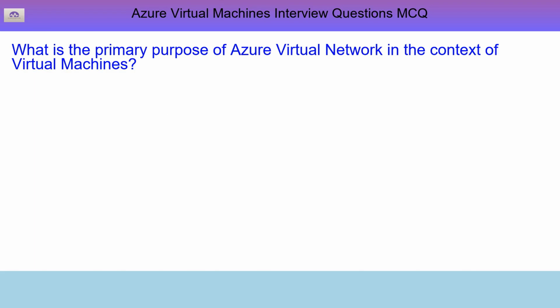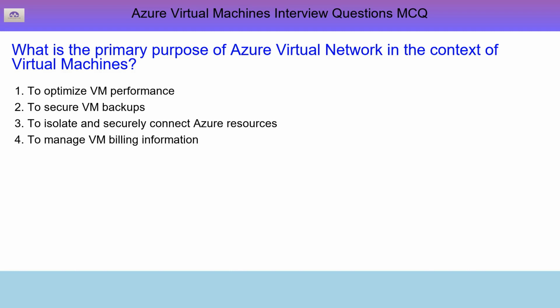What is the primary purpose of Azure Virtual Network in the context of virtual machines? Here are your options. 1. To optimize VM performance. 2. To secure VM backups. 3. To isolate and securely connect Azure resources. 4. To manage VM billing information. The correct answer is to isolate and securely connect Azure resources.